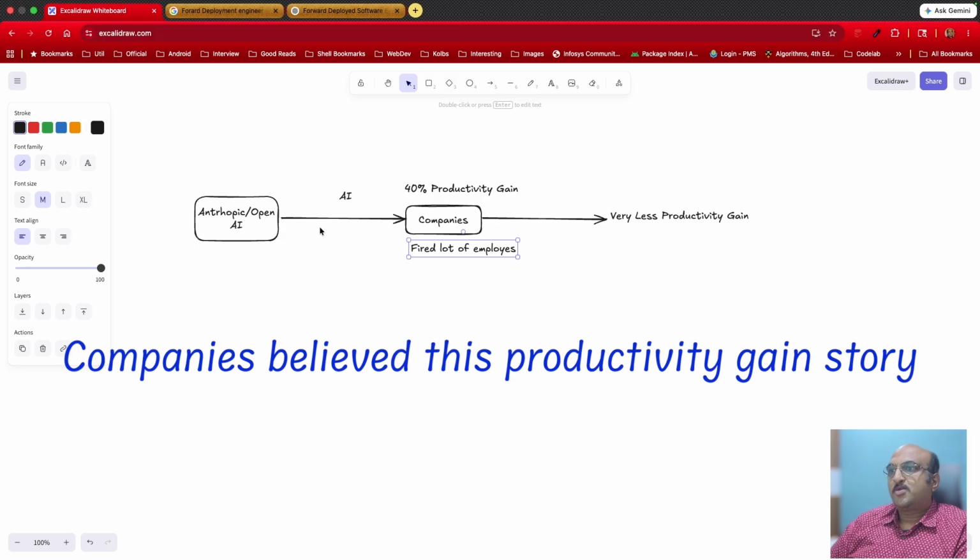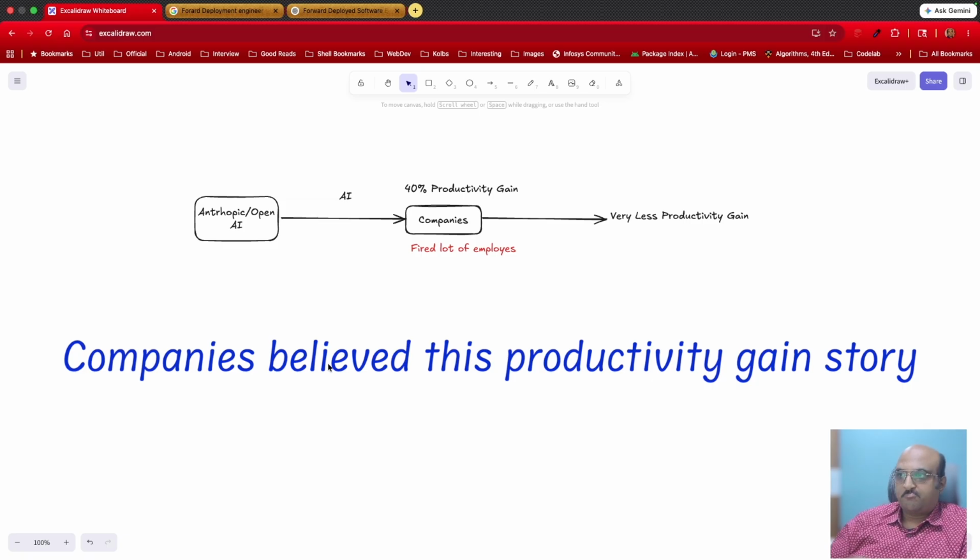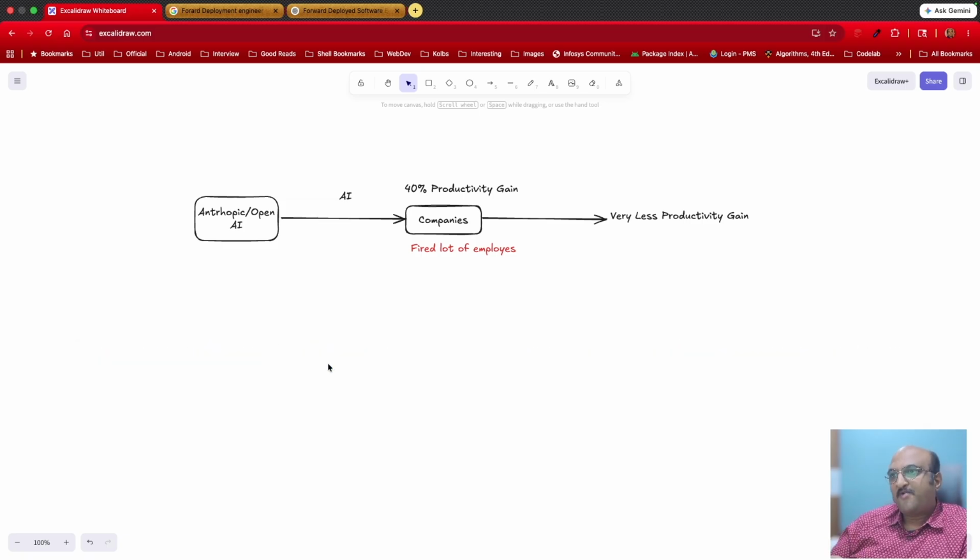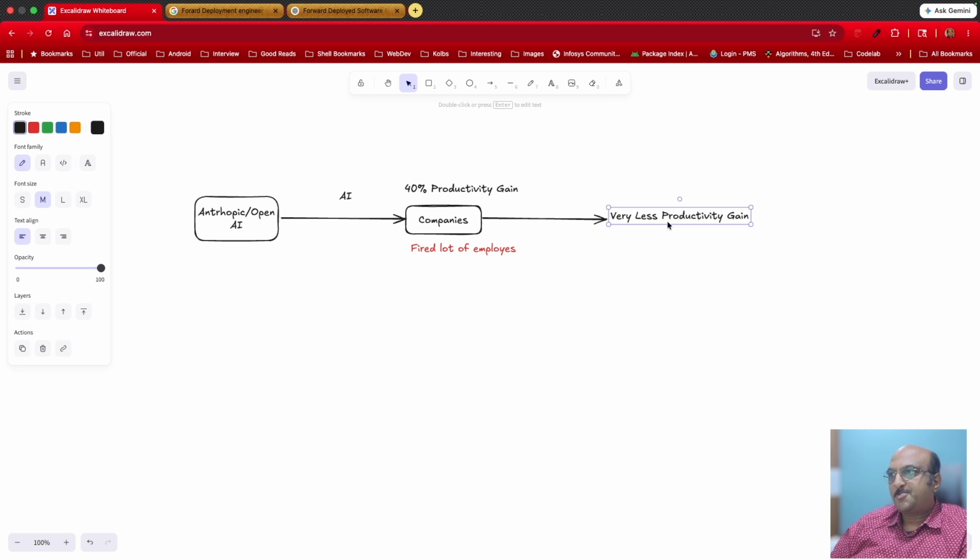In the meantime, when they got these AI licenses, they fired quite a lot of employees. But for the number of employees that they have fired and the amount that they are paying to Anthropic and OpenAI, the productivity gain that they were promised, they are not yet getting. And that is what the McKinsey report says. Only 1% of the companies are actually seeing the productivity gain that was promised because they are AI ready. What do I mean by AI ready?